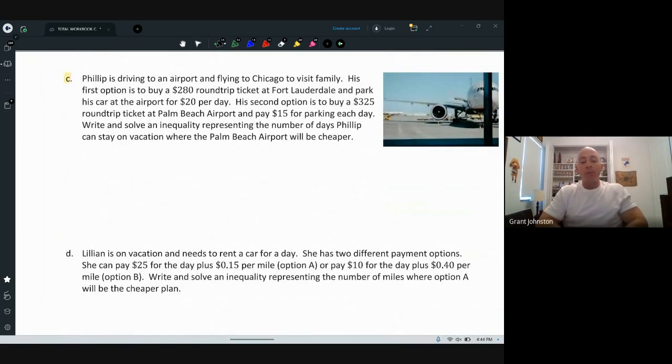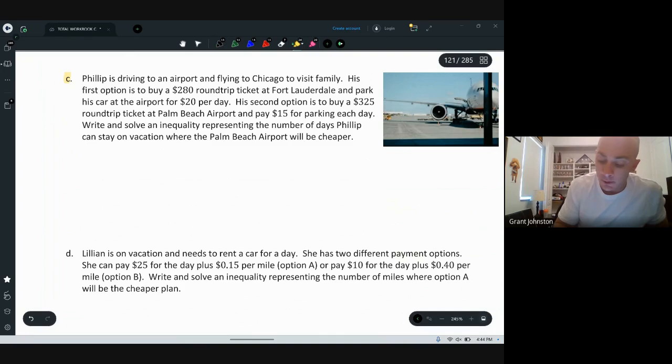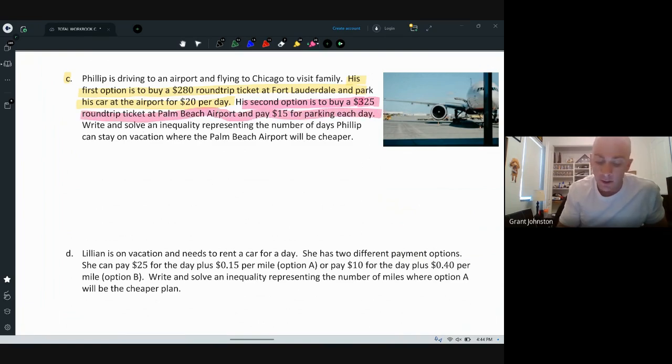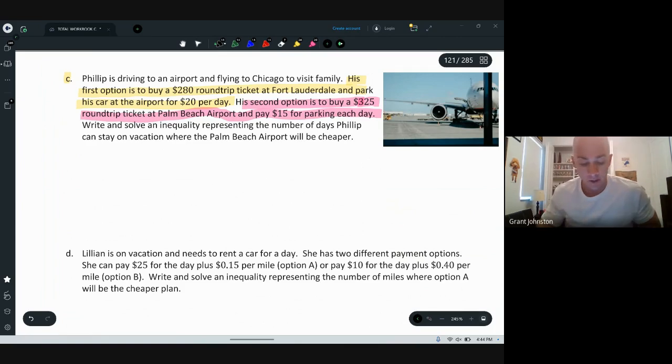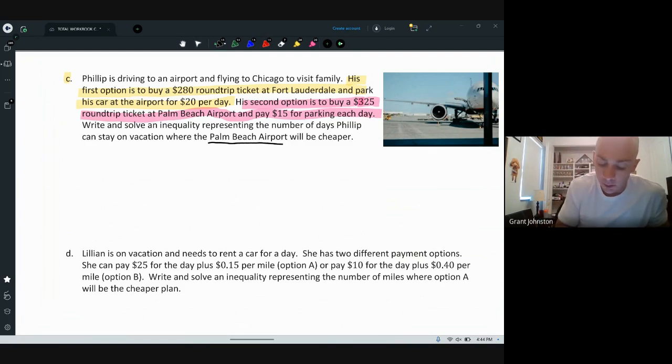It says Philip is driving to an airport and flying to Chicago to visit his family. His first option is to buy a $280 round-trip ticket to Fort Lauderdale and park his car at the airport for $20 per day. Okay, so that's his first option. His second option is to buy a $325 ticket at Palm Beach and pay $15 parking per day. Write and solve an inequality representing the number of days Phillip can stay on vacation where the Palm Beach airport will be cheaper.